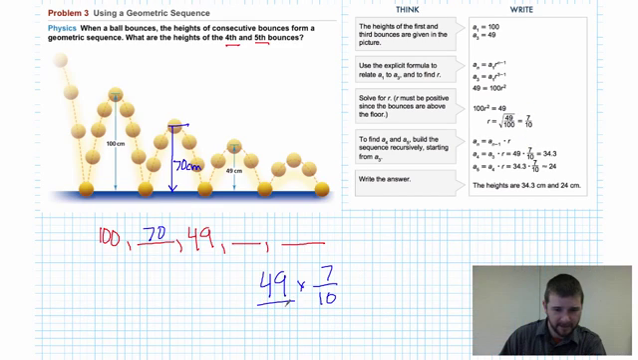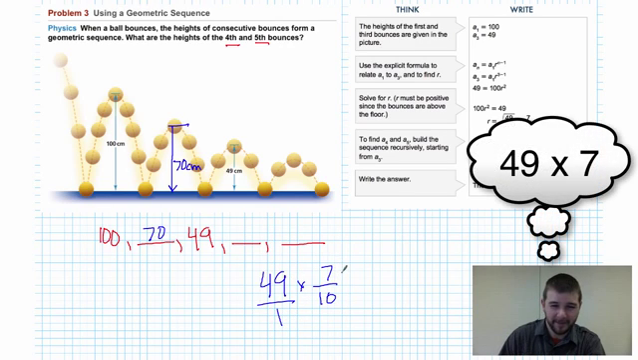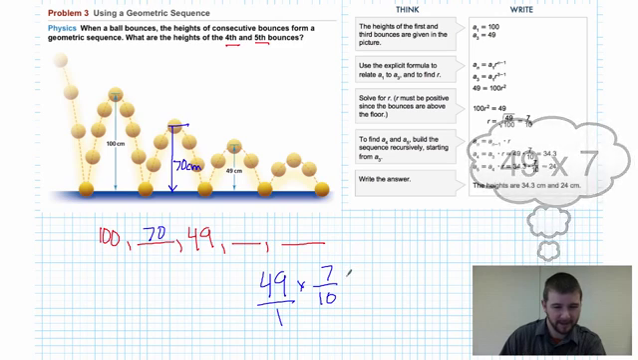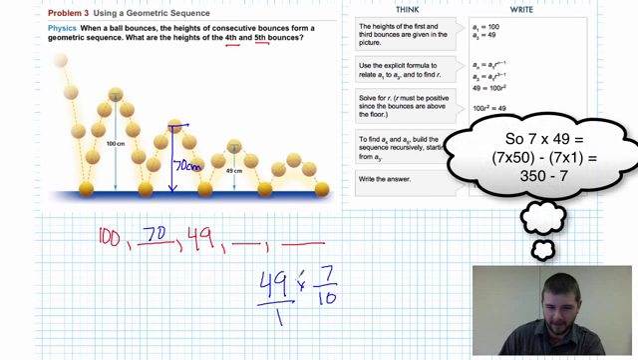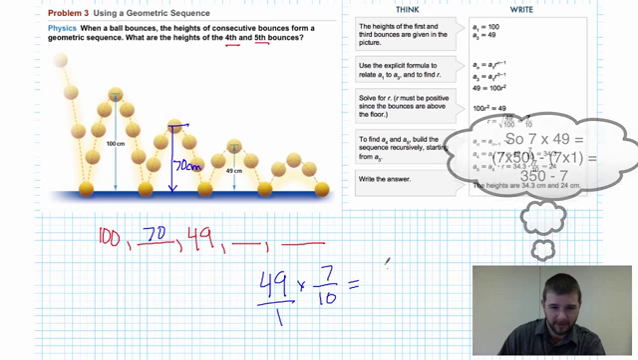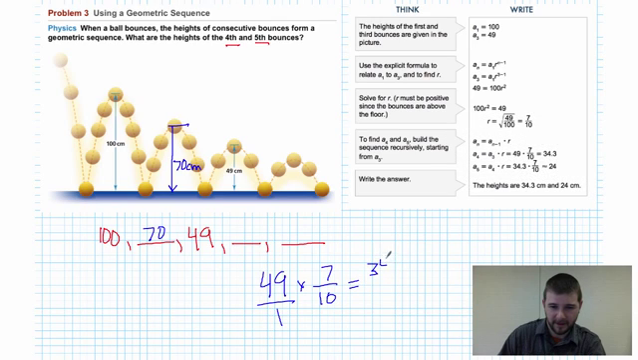And 49 thought of as 49 over 1. 49 times 7. In my head, I'm thinking of that distributive property trick that we've talked about. 7 times 50 would be 350. But 49 is 1 less than 50. So I'd be subtracting that 1 7 times. So I'm thinking 350 minus 7, 343 over 10. Well, and this is a fine answer.